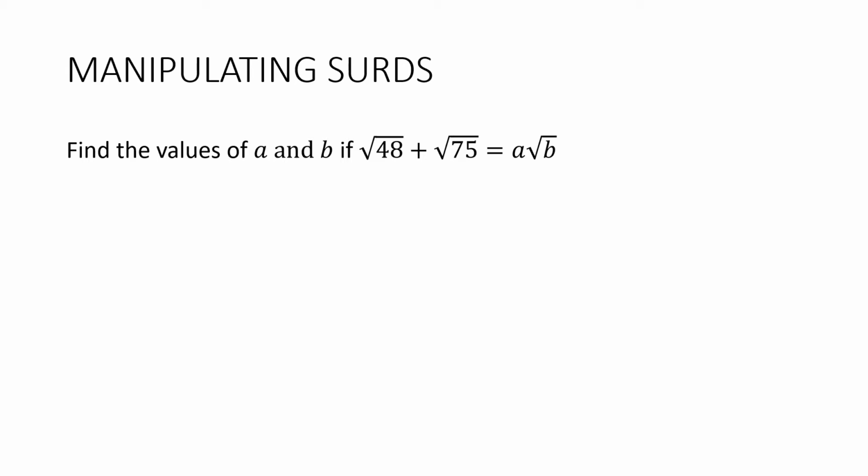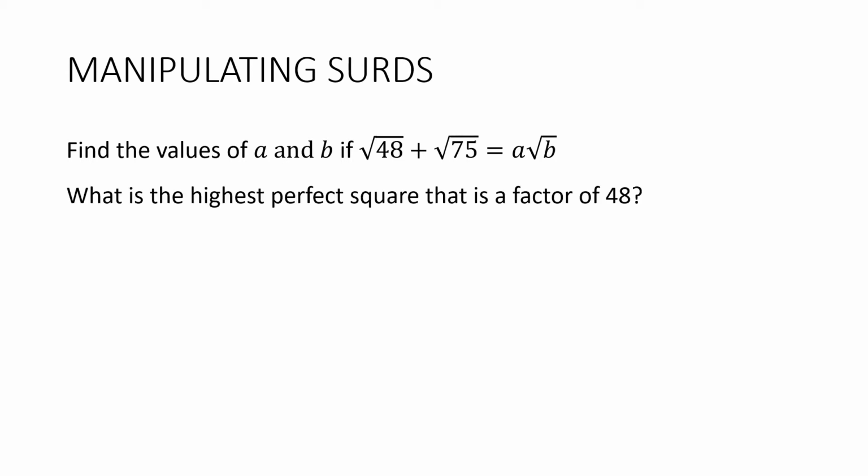Find the values of a and b if root 48 plus root 75 is equal to a root b. So we want to simplify both of those surds, add them together, and then figure out what a and b are. So let's start with the square root of 48. What's the highest perfect square that's a factor of 48? 4 goes into it, but it's not the highest one. 16 is. Let's rewrite square root of 48 as a product of 16. It's 16 times 3. So this is root 16 times root 3. So that's square root of 16 is 4. So there's square root of 48 simplified.